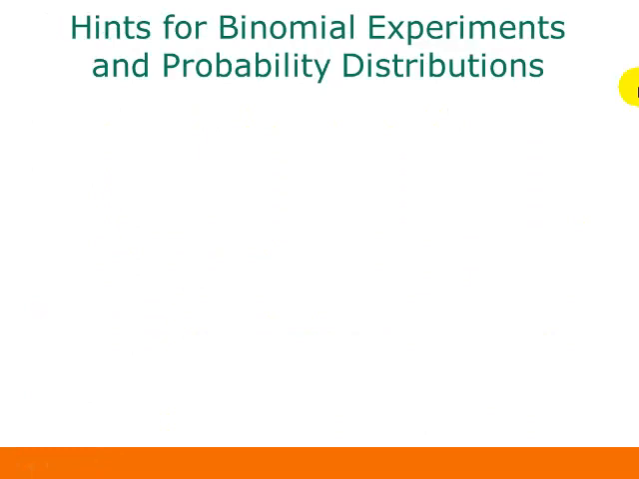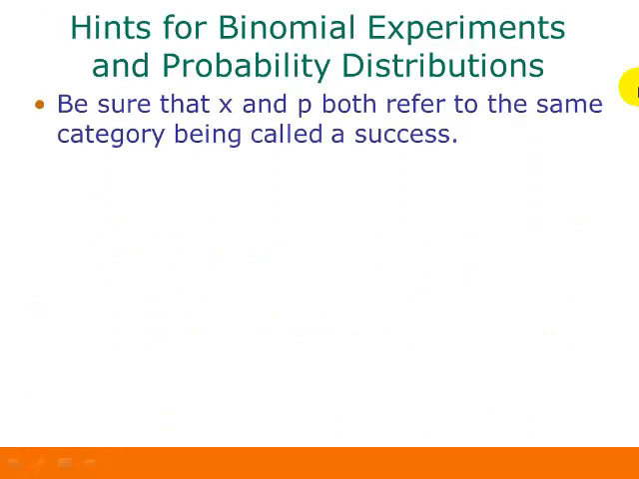Now, some hints for binomial experiments and probability distributions. First of all, be sure that the x and the small p both refer to the same category, which we're calling a success. So if you decide which of the 2 outcomes you're going to call a success, then that needs to be what the x values stand for, how many of that particular outcome there were in the n trials, and the small p needs to be the probability of that particular outcome.